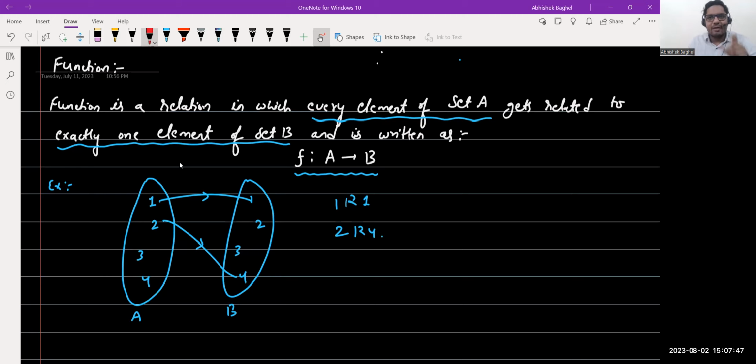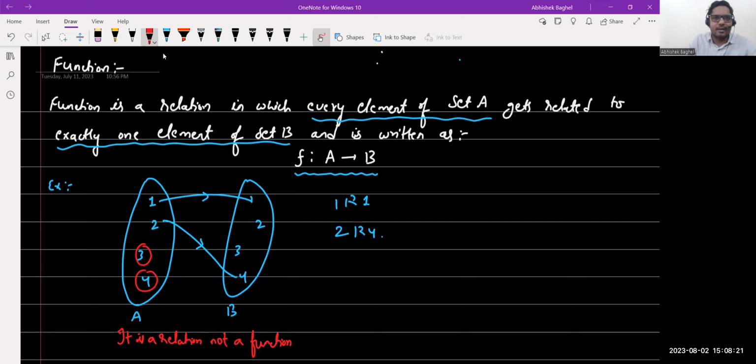First thing, every element of set A gets related. You can see that 1 is related with 1, 2 related with 4, but 3 and 4 are not at all related with any element of set B. So here, not every element of set A gets related. So we can say that this is not a function. It is simply a relation, basically. It is a relation, but not a function.